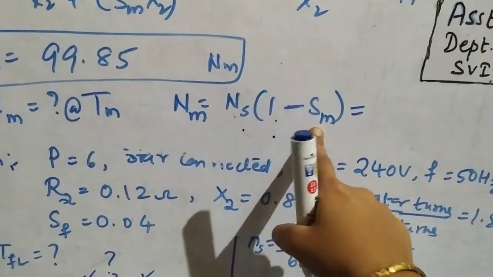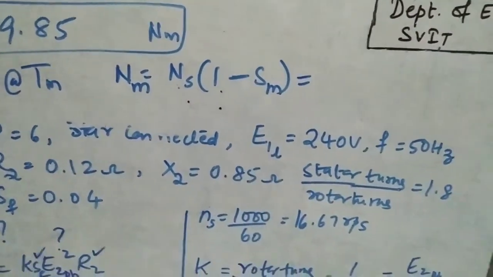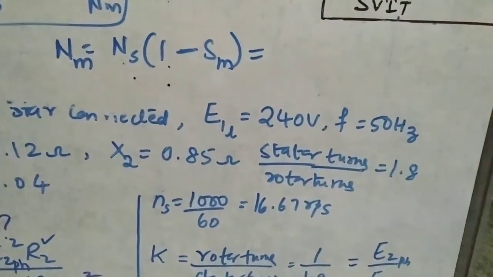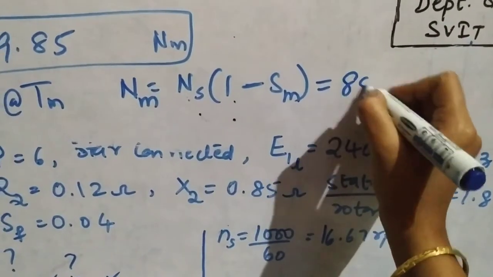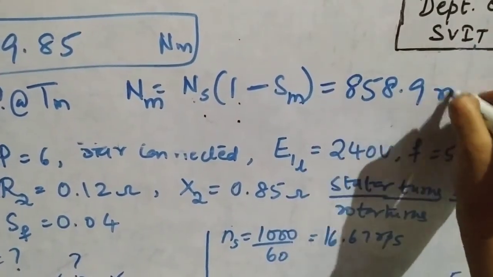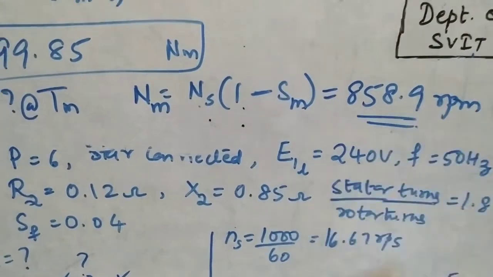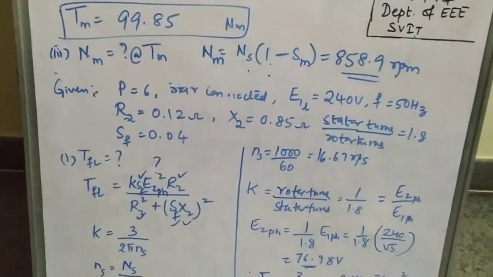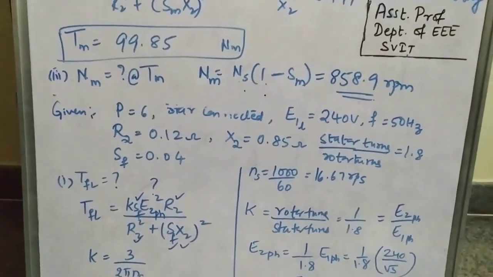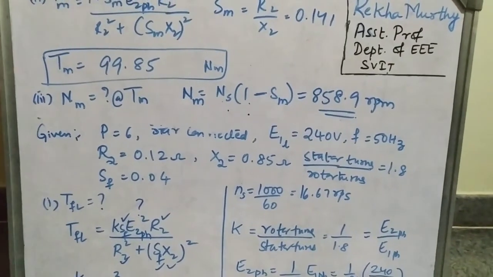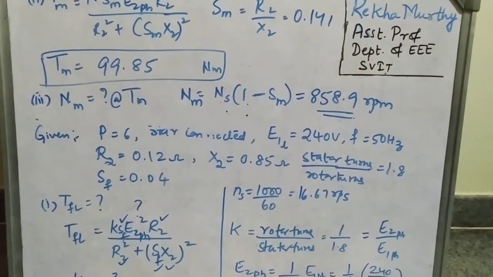When you substitute all these values, you'll get the answer as 858.9 RPM. So this completes one problem. All of you check with the corresponding values after the substitution, then only you can go ahead with this problem.